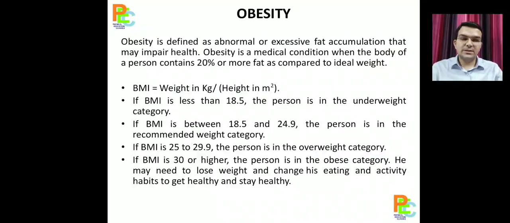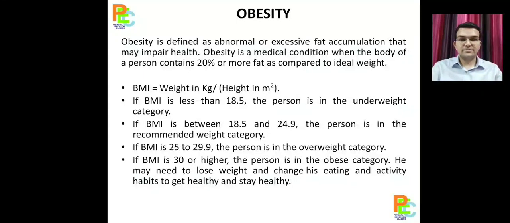The first is obesity. Obesity is defined as abnormal and excess fat accumulated in the body. If there is more than 20% accumulated fat in the body, it can be considered obesity. There is a way to calculate this, which is body mass index. If we divide weight in kilograms by height in meters squared, we get our body mass index.